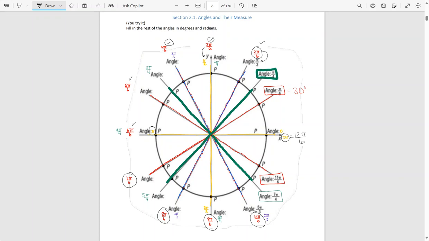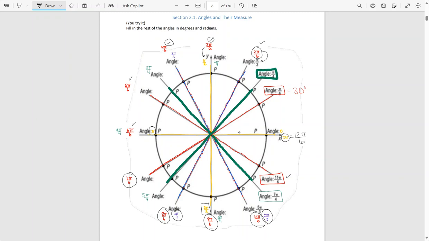And again, you can go back through and reduce. 7 pi over 6 doesn't reduce, but 8 pi over 6 reduces to 4 pi over 3. 9 pi over 6 is 3 pi over 2. A 3 will go into both the 9 and the 6. 10 pi over 6 reduces to 5 pi over 3. 11 pi over 6 doesn't reduce, and then 12 pi over 6 we said reduces to 2 pi. Once you've taken care of the outside spokes, notice those are the reds and the purples here.